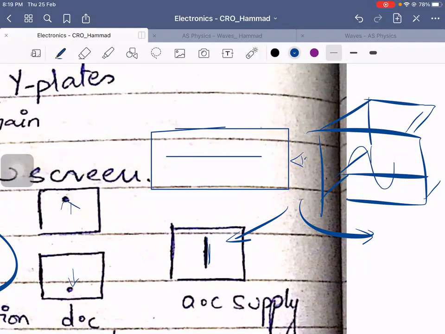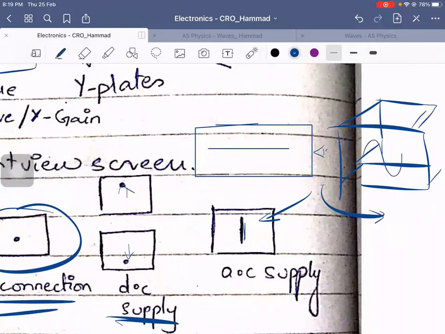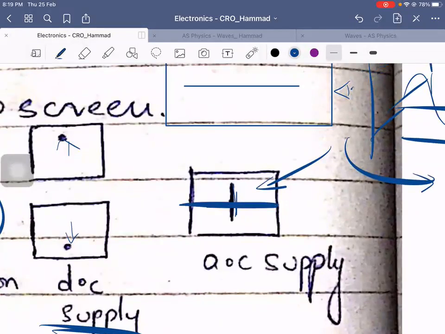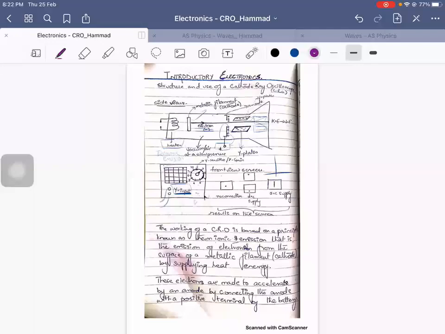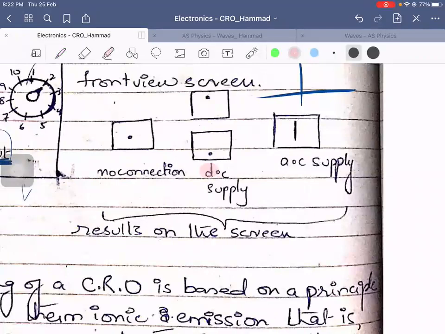Basically, in easier terminology, when there are no X plates connected, when there are no X axis values connected, the screen would only show the Y translations, that is the upward or downward translations. As a matter of fact, the CRO is used to distinguish between an AC supply and a DC supply. DC supply meaning direct current, AC supply meaning alternating current. You can see the difference in the result.